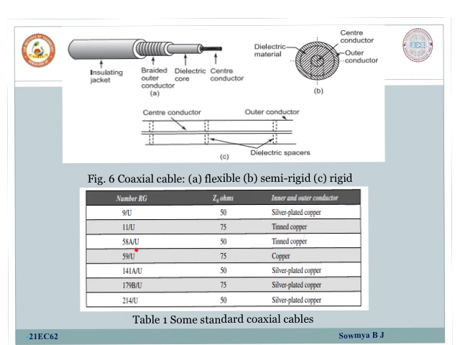For 58 A bar U, the Z0 is 50 and inner and outer conductor is again made up of tinned copper. For 59 bar U, it is 75 ohms and inner and outer conductor is made up of copper.